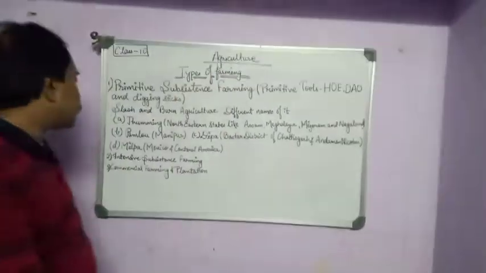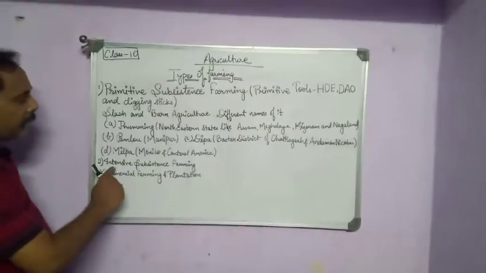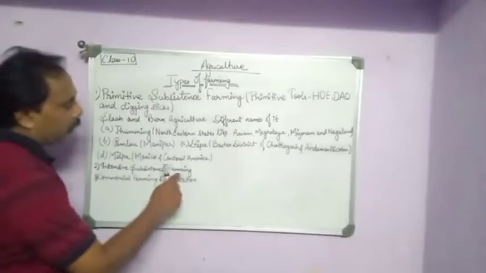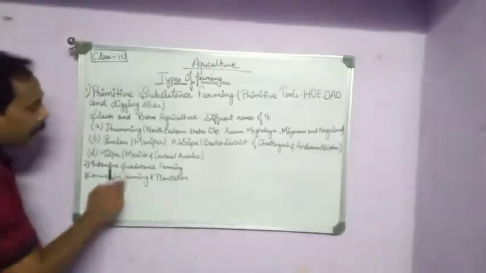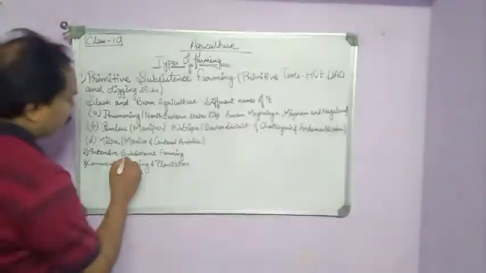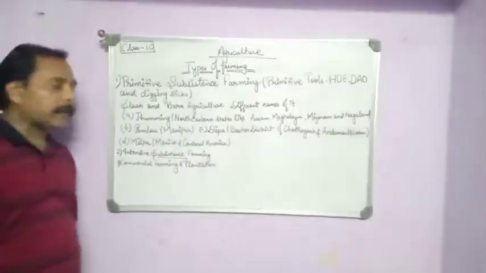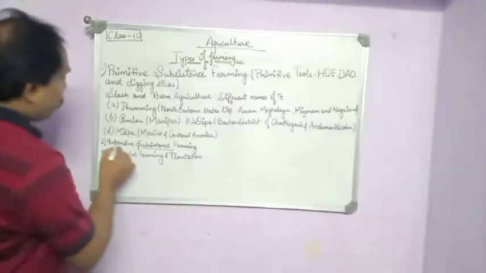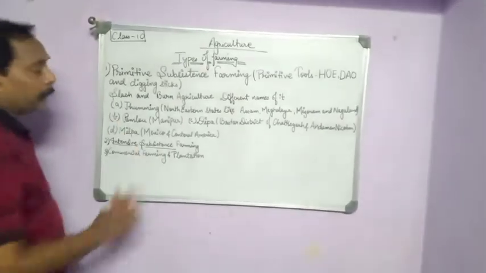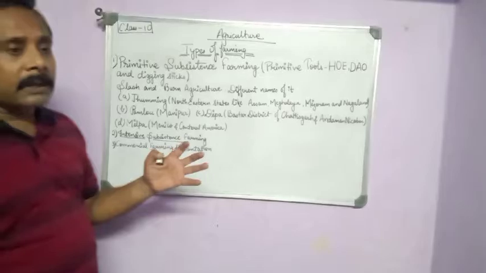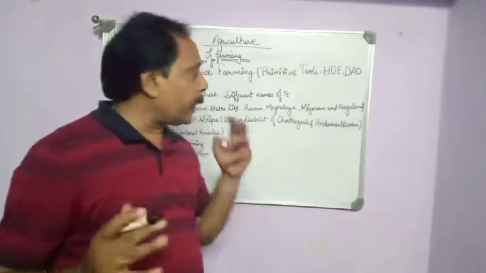Now come to the second type, known as intensive subsistence farming. Here again the term is subsistence. Subsistence means for survival. But here the term is intensive. Intensive means densely.